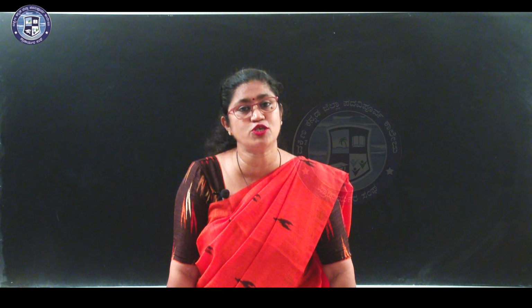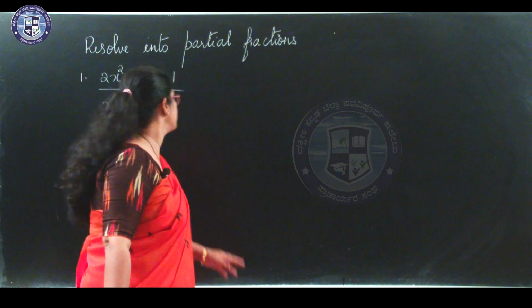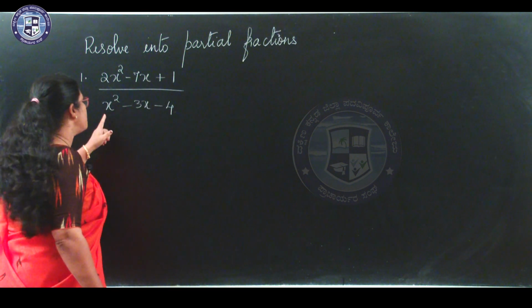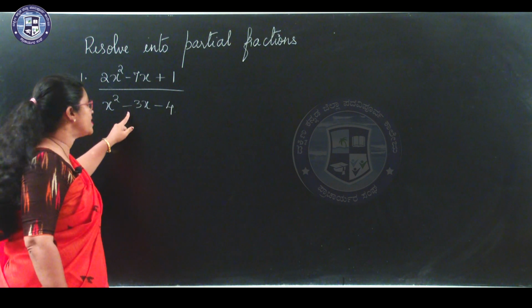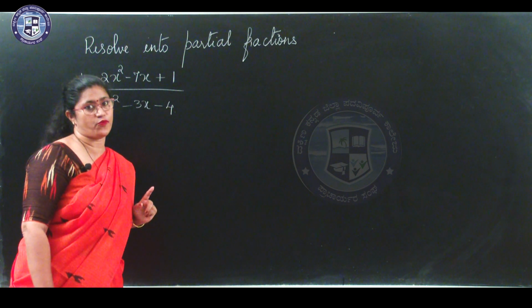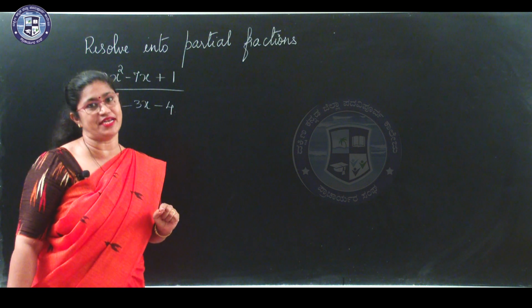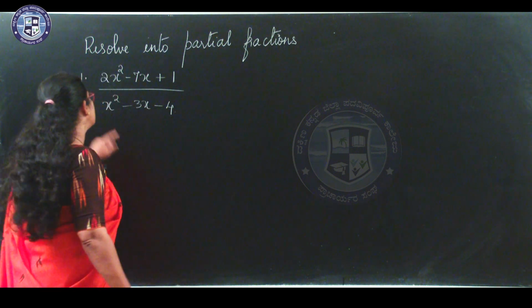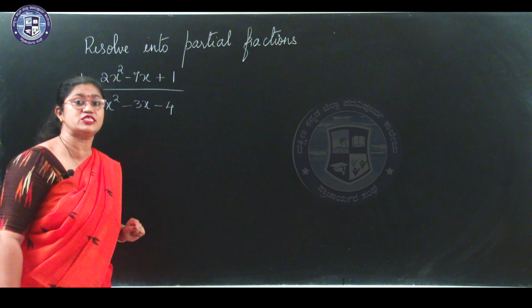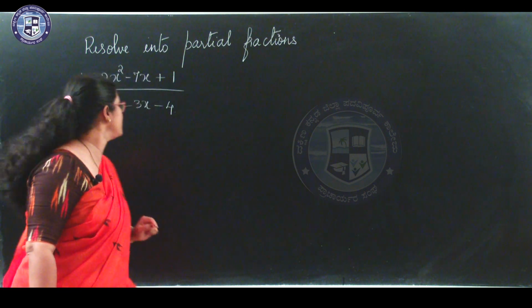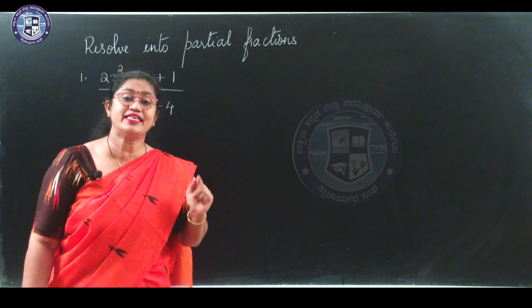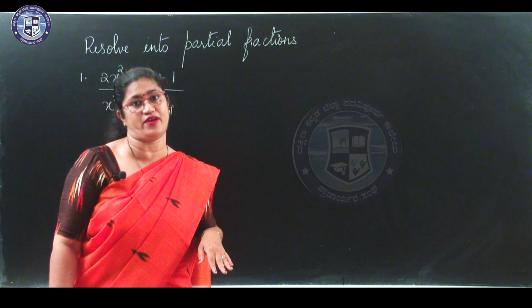I will explain to you directly with the help of a problem. Look at this fraction, 2x square minus 7x plus 1 by x square minus 3x minus 4. What is the degree of the numerator? And what do we mean by degree? The highest power of x. The highest power of x is 2 for the numerator and 2 for the denominator. This is an improper fraction.